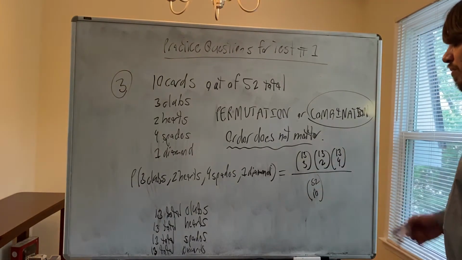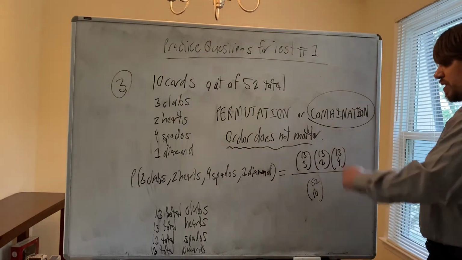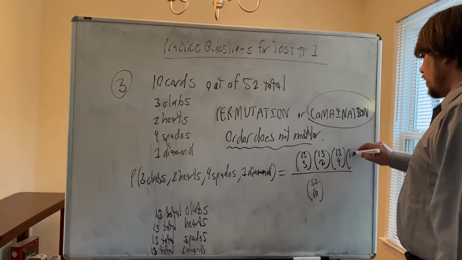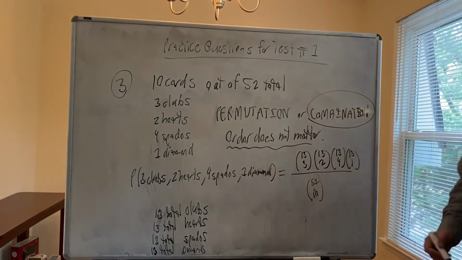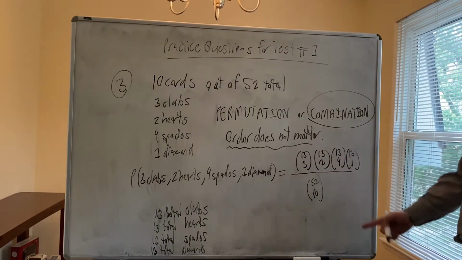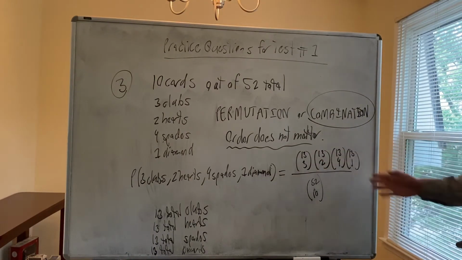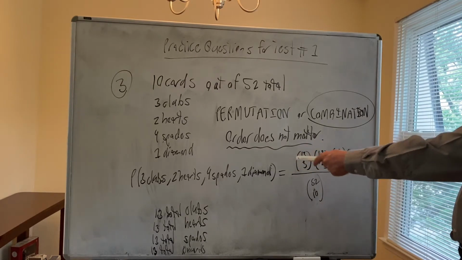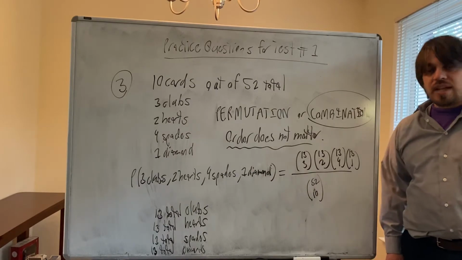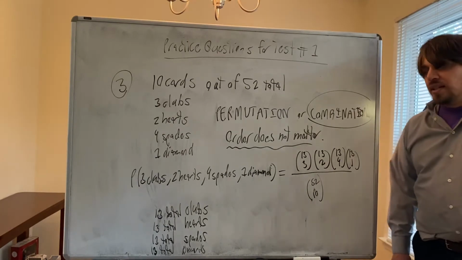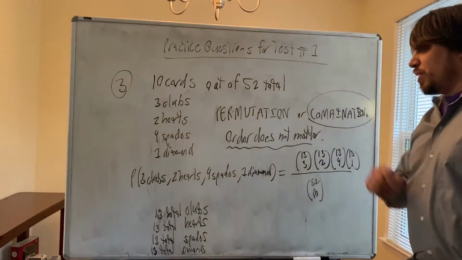13C4 is the number of ways of choosing 4 spades out of 13 spades. And 13C1 is the number of ways of choosing 1 diamond out of the total 13 diamonds. Okay, so 13C3 times 13C2 times 13C4 times 13C1, that's the number of ways of choosing 3 clubs, 2 hearts, 4 spades, and 1 diamond, divided by the total number of ways of choosing any 10 cards from the 52 card deck, which is 52C10. Okay, and so that's the probability using combinations because order does not matter.